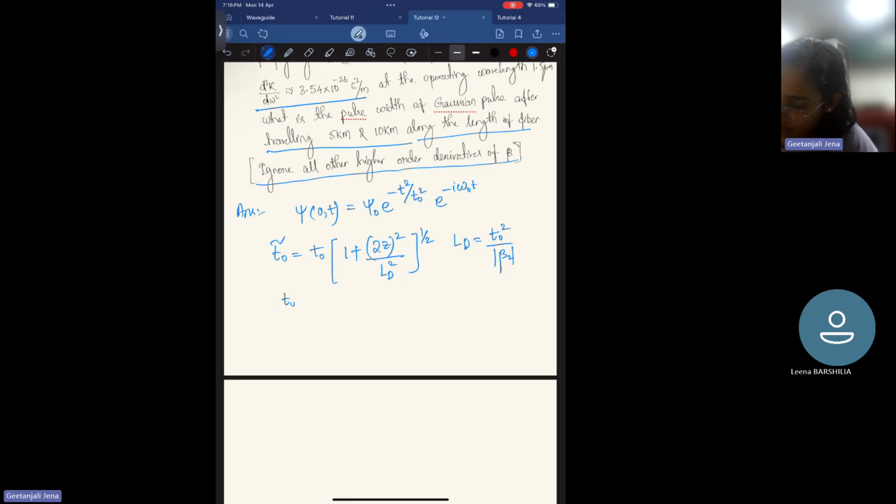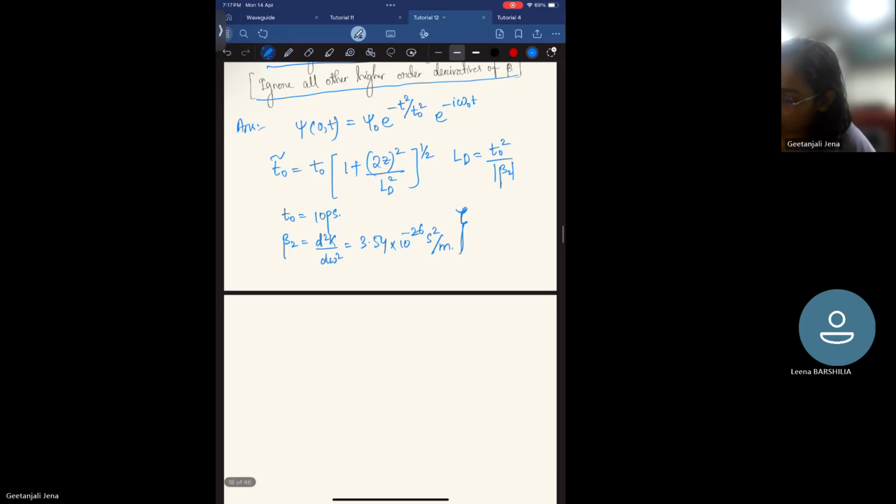It is also given that T0 is 10 picosecond and beta 2, which is nothing but d²k/dω², is 3.54 into 10 to the minus 26 seconds per meter. So you can easily find out the value for LD, right? Can you please calculate and let me know the answer? LD will be nothing but T0² over beta 2. So what will be LD for this case?